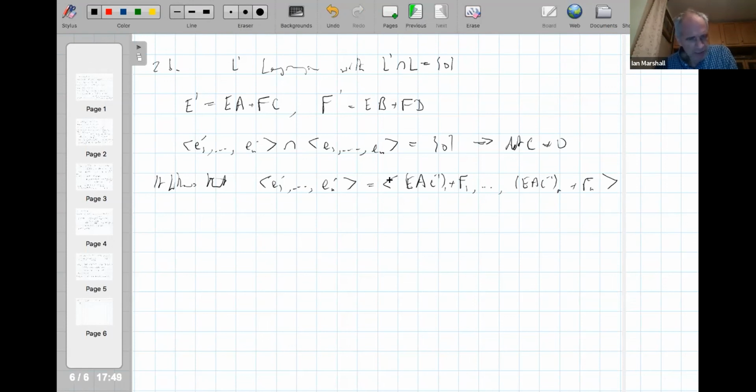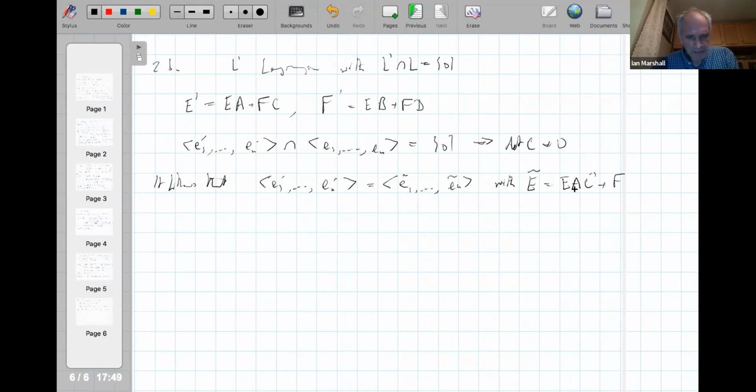Actually, what I've written here is much clearer, so I'll write it like that. So I have E tilde 1, up to E tilde N, with E tilde equals E A C inverse plus F. So in other words, I assume without loss of generality that C is identity.